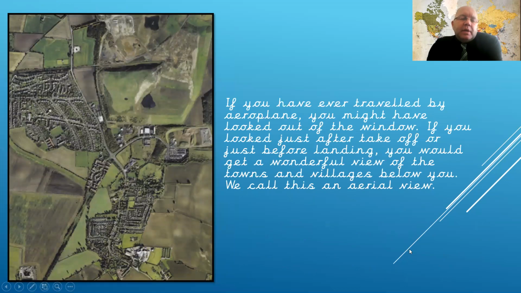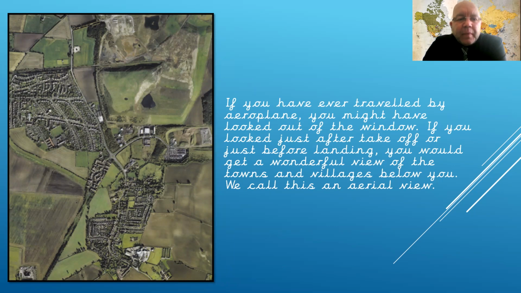Now, here's an image we don't see every day. But if you have ever traveled by aeroplane, you might have had the opportunity of looking out of the window. And if you looked out of the window just after takeoff or just before landing, this is the sort of view you might have got. Okay, and you get a wonderful view of the world below you and what things look like from above. We call this an aerial view or an aerial photograph, and we're going to be comparing aerial photographs today with the Ordnance Survey maps to see just how close they are.